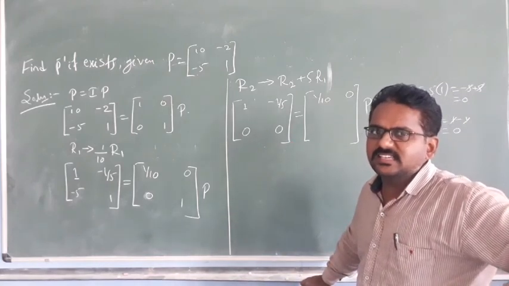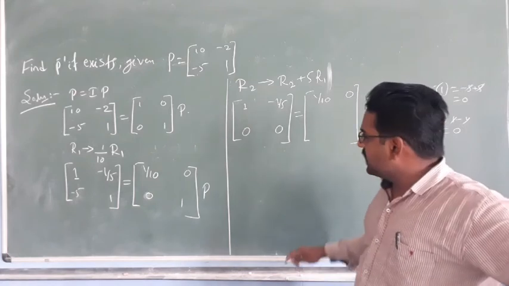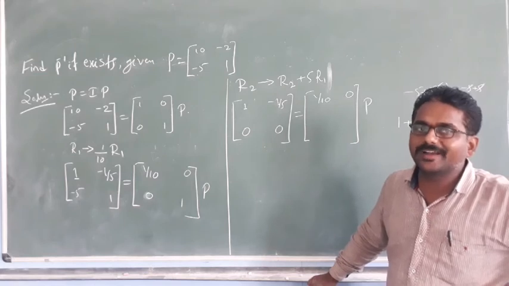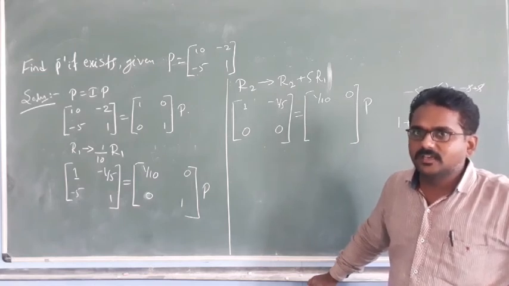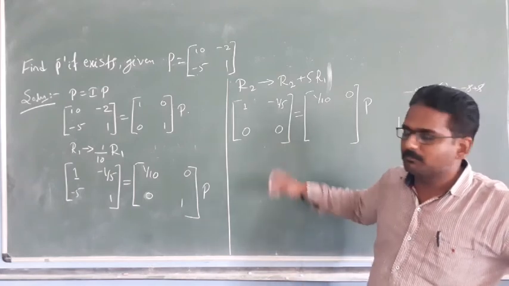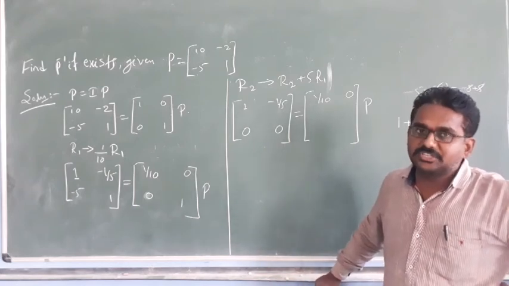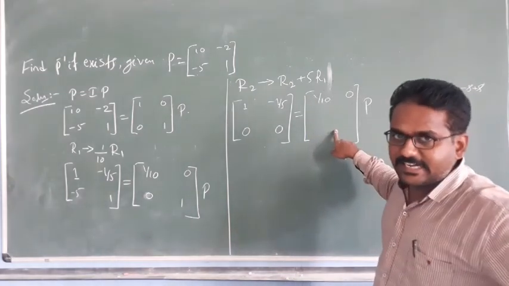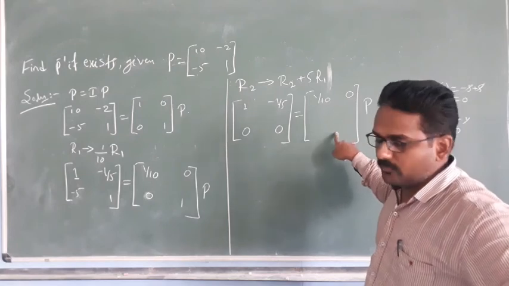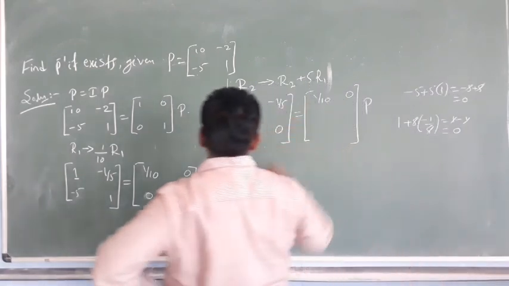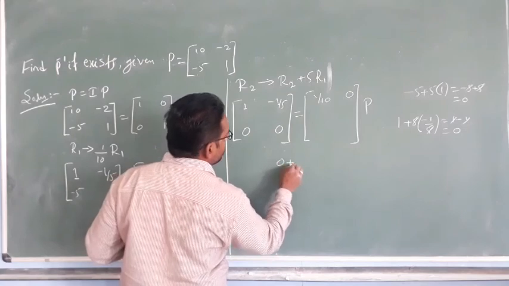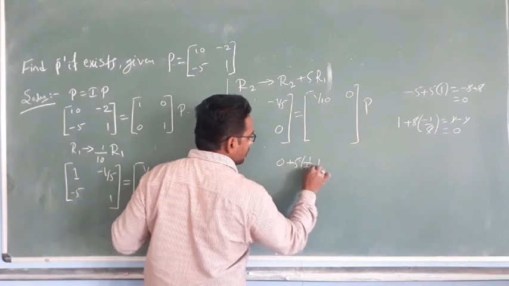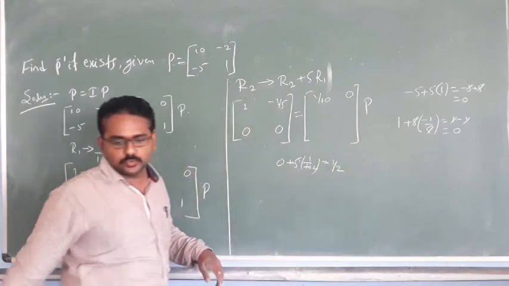So next, what is the thing? What is our motto, students? Is there any possibility to get the 1? No. You can't get the 1 here by any of the operations. So next, the same thing you have to apply on this side also. Don't stop here itself. Complete this answer also. So what is R2? R2 value is 0 plus 5 into, what is R1? 1 by 10. 5 ones are 5, 5 twos are 10. So we get 1 by 2.